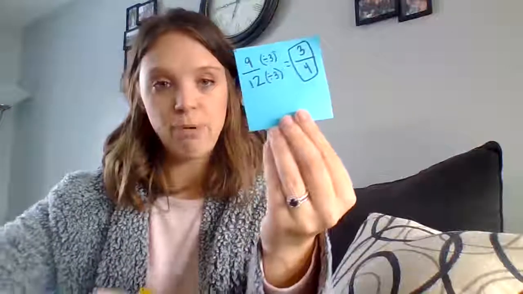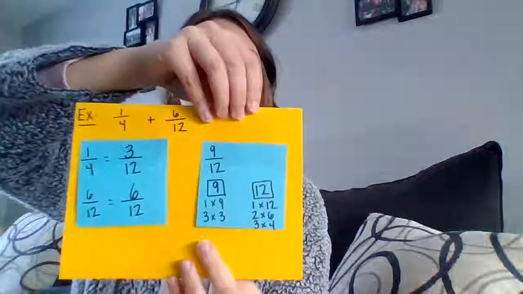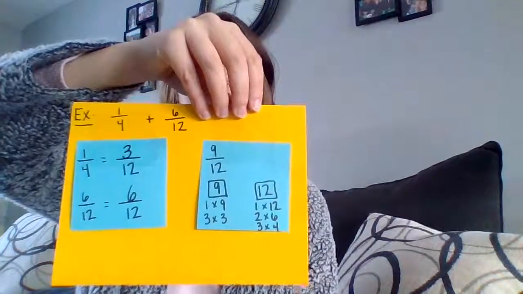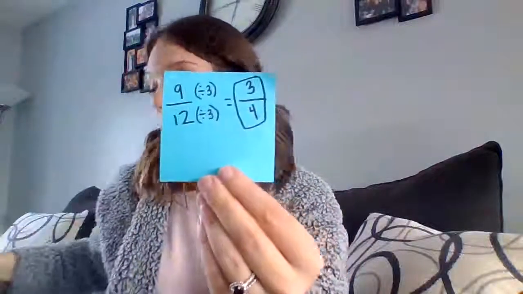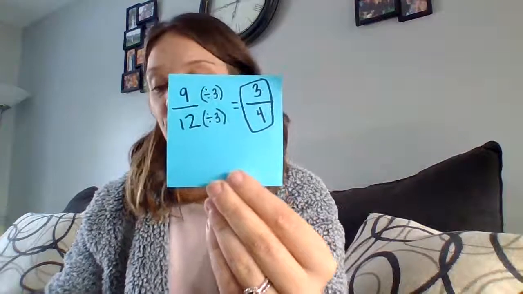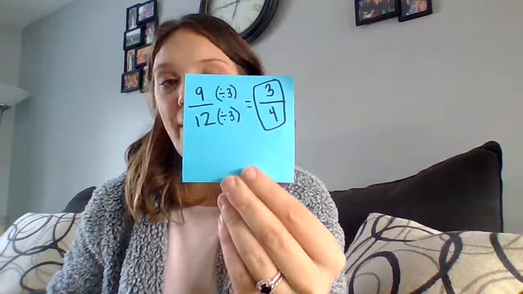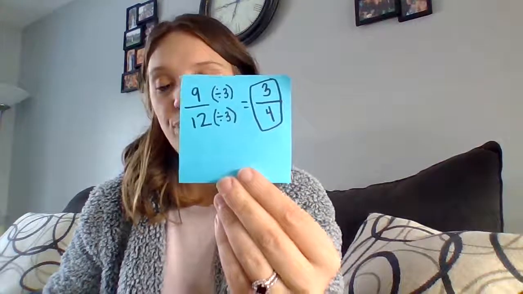So our original problem was 1/4 plus 6/12. When we found equivalent fractions, our answer was 9/12, but we needed to simplify it by finding the GCF and then dividing the numerator and denominator by the GCF. All right, so if you need to rewind and review the steps that I took, please do that as well.